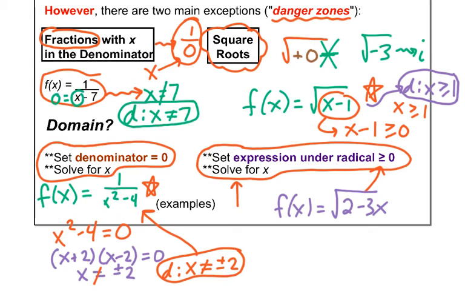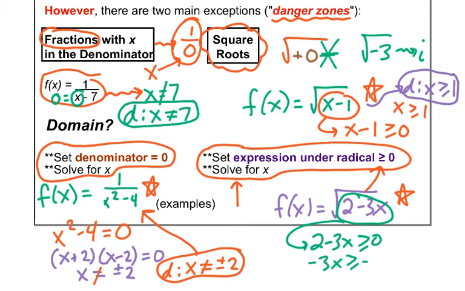All right, welcome back. So danger zone again, you see that you've got a radical, a square root here. So we're going to rip out what's inside and set it greater than or equal to 0. All right, now we solve. We could do this by maybe subtracting the 2. So I get negative 3x is greater than or equal to negative 2. Now I'm going to divide by negative 3.